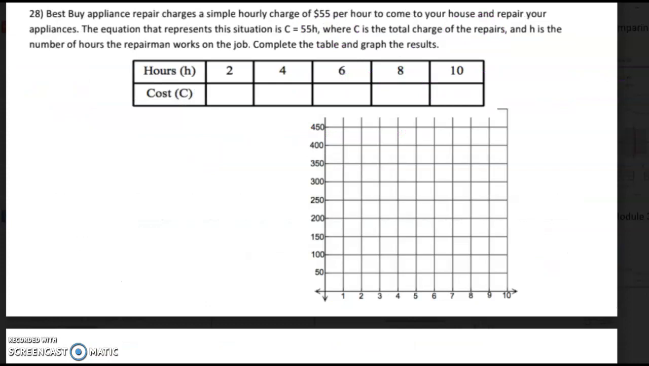Looking at number 28, we know that Best Buy Appliance Repair is charging $55 per hour to do a repair. They give us the equation C equals 55H. This is the same thing as if it were written in a y equals mx format, it's just that in this case we're using H and C. C is the total charge, the cost, of the repairs, and H is the number of hours that the repairman works. We're going to use our equation to fill in our table.